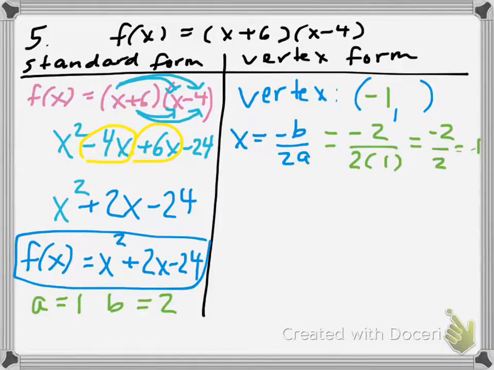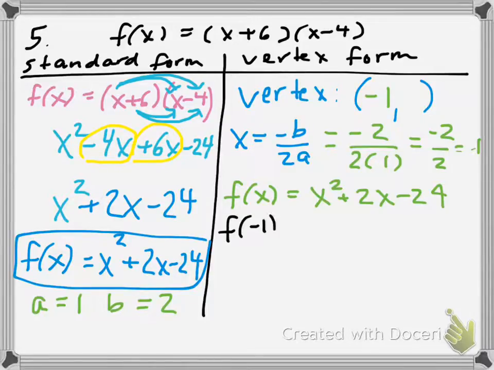To find the y-coordinate, I take negative 1 and I plug it in for x. So let's actually rewrite the function here. f of x equals x squared plus 2x minus 24. So if I substitute in negative 1 for x, I'm saying f of negative 1 just means I'm plugging in negative 1 for x. So I have negative 1 squared plus 2 times negative 1 minus 24.